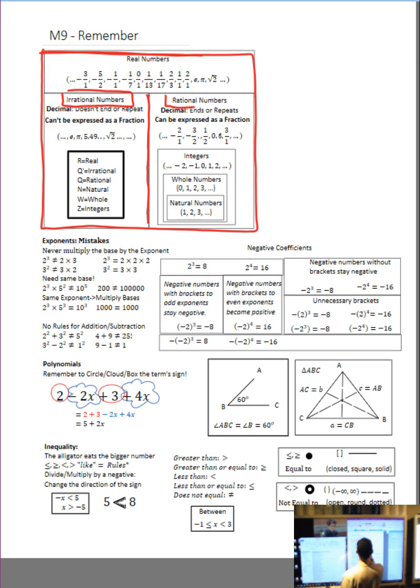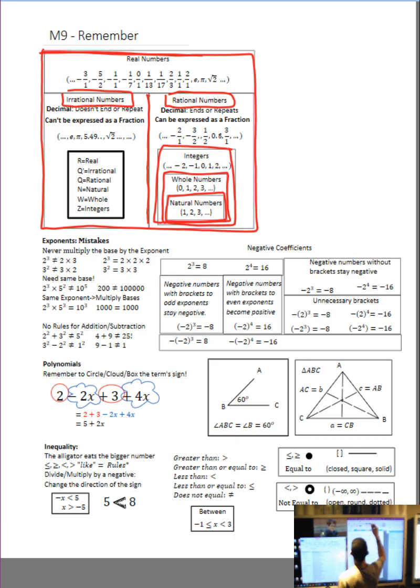Then we have rational numbers off to the right: decimals that end or repeat and can be expressed as a fraction. In the rational numbers section, we have integers, which are the numbers on the number line, whole numbers starting at 0 going to the right, and natural numbers, numbers like 1, 2, 3. The Egyptians started with numbers like 1, 2, 3. 0 was introduced a long time later.